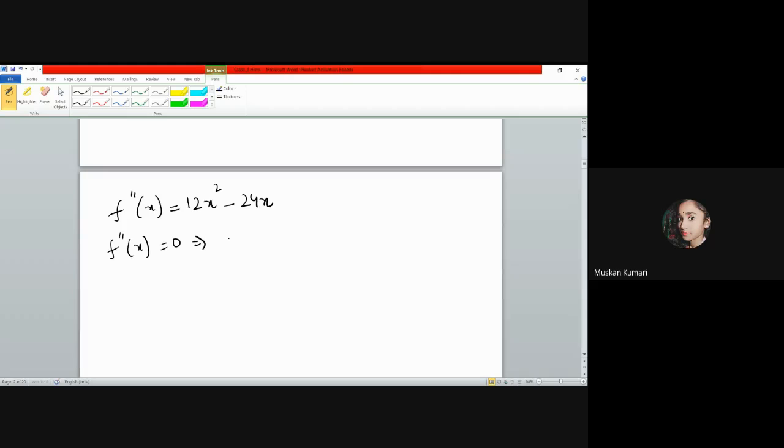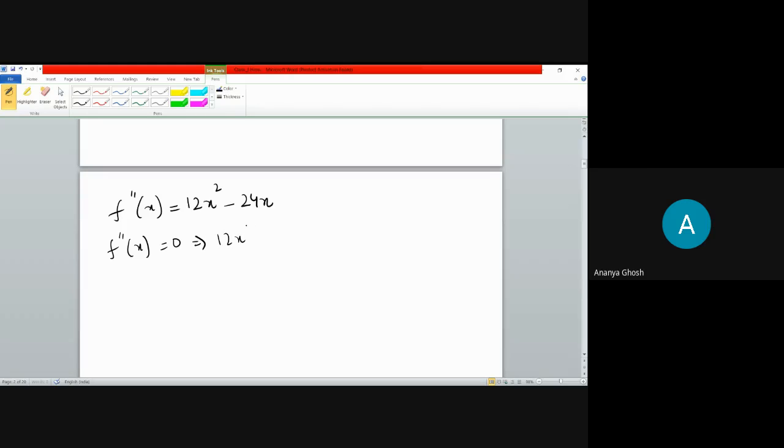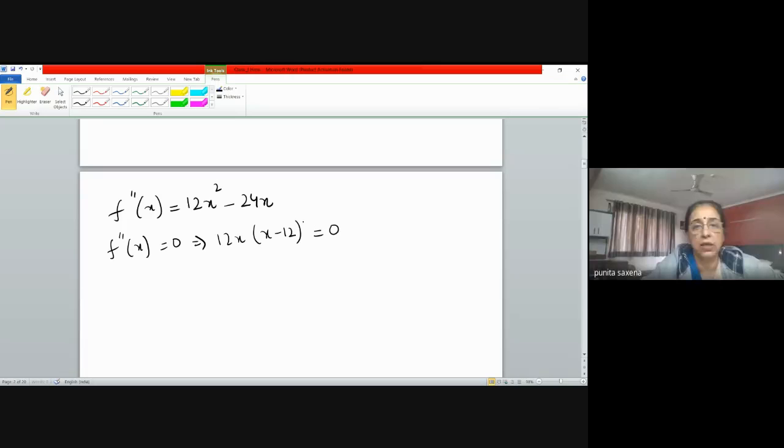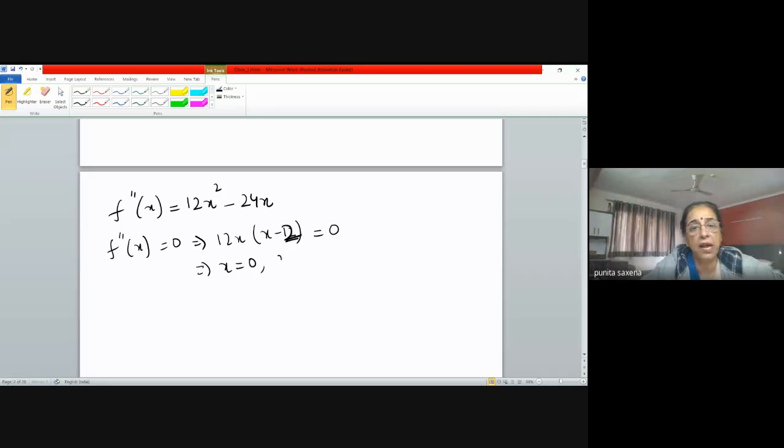Now f double dash x equal to 0 implies what? 12x square minus 24x equals 0, so 12x into x minus 2 equals 0. So that means x is 0 and x is 2.